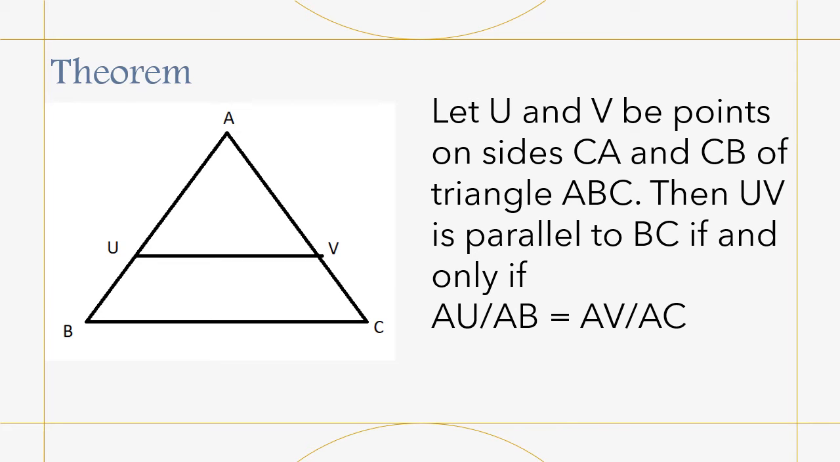We now introduce a theorem that we will use to develop theorems about the centroid later. This theorem states, let U and V be points on sides CA and CB of triangle ABC, as shown in the diagram. Then UV is parallel to BC if and only if AU over AB equals AV over AC.